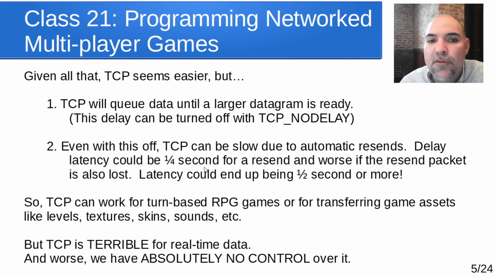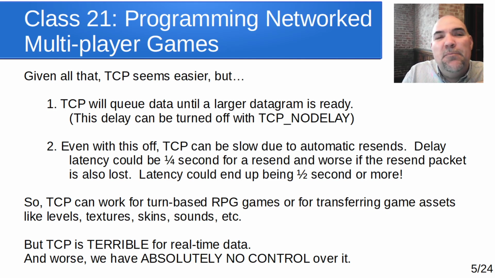Now, given all of that, TCP seems like the easier choice. It does a lot of the work for us for guaranteeing delivery. You open a connection, any data you push in pops out the other end. But there are two problems with TCP. The first one is that since we're not sending a datagram, we just feed data into a stream, it'll kind of try to gather enough data until it has enough, and then it will send it out.